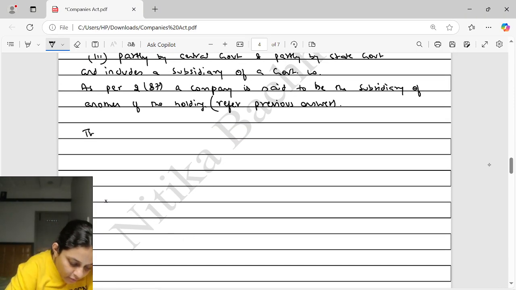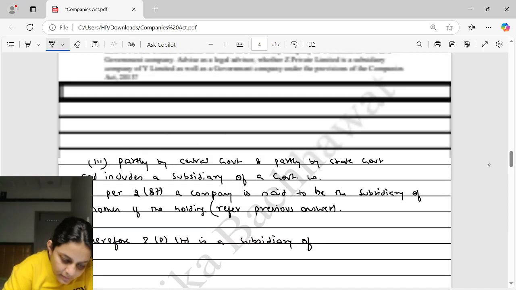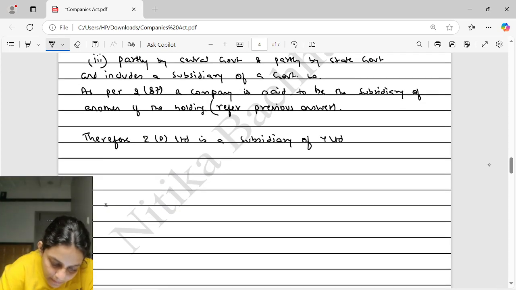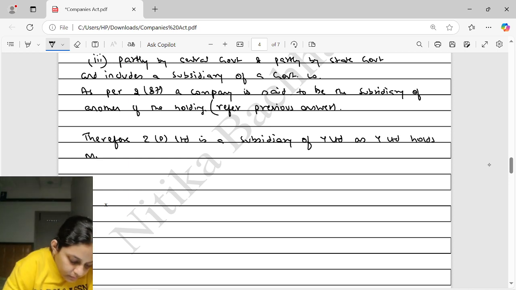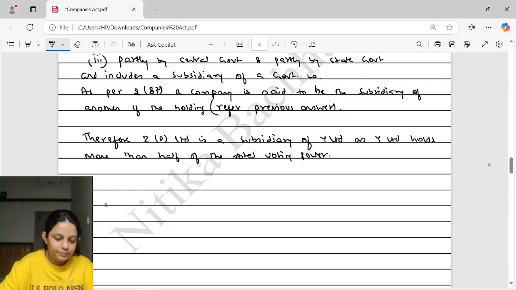Okay, so therefore, Z Private Limited is a subsidiary of Y Limited, as Y Limited holds more than half of the total voting power.